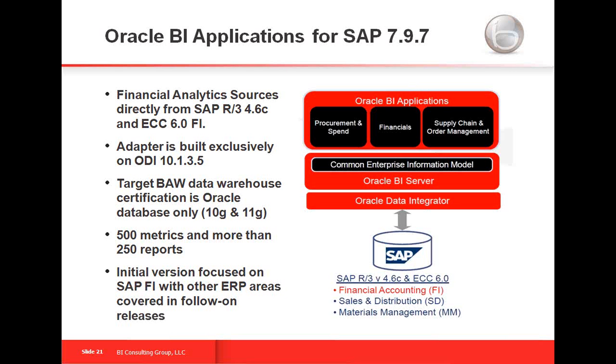So you get 500 metrics and more than 250 reports that are specifically designed for financials. And that's usually the point that is emphasized by sales and marketing for any of the BI applications. But I also want to point out that you're not buying reports in a box. What you're really buying, where the value really lies, is in all the back-end development that's already done for you. So at that point, I think I will pass it back to Tina for some more information about BICG.